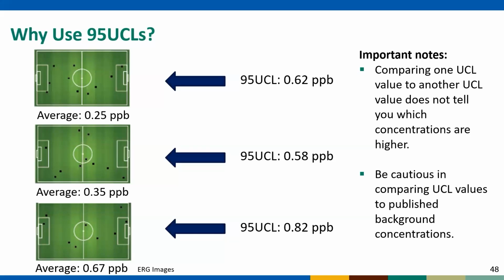Another important note is to be cautious about comparing UCL values to published background concentration. Let's think about it. If the true mean concentration of what you're looking at is exactly at background, we would absolutely expect a UCL value to be higher than that background level 95% of the time. If your UCL is higher than your background level, that doesn't tell you if your true mean is higher than that background level. However, if your UCL is less than background level, you can be confident that your values are in fact less than background.